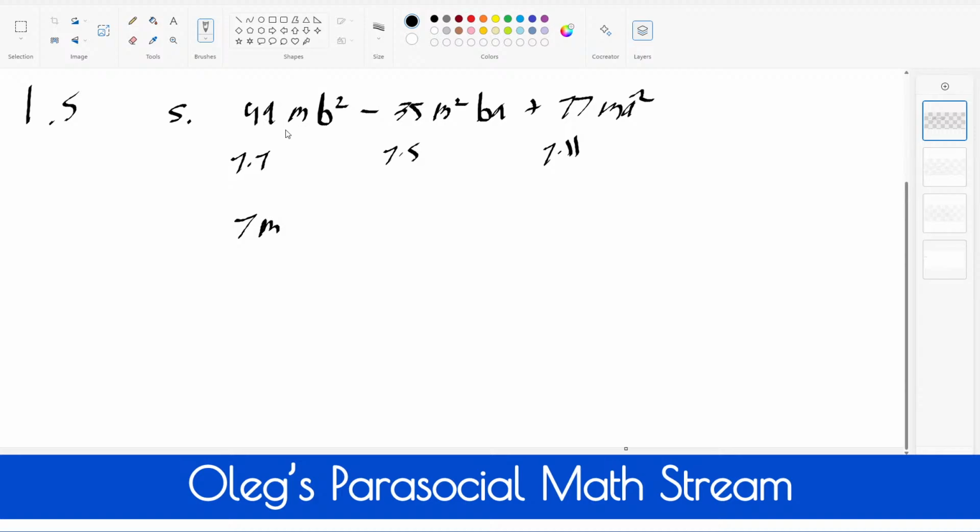7m. We're going to pull that out for a second. Let's see what we have. We have 7b squared minus 5mba plus 11a squared. Okay, can we factor this further? Let's think about this for a minute.